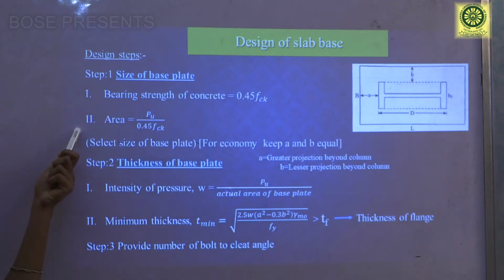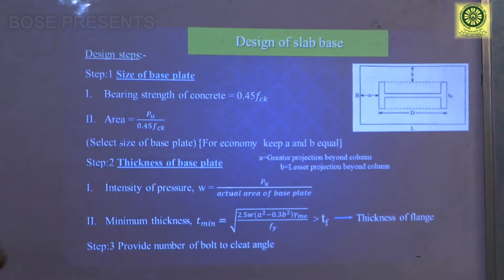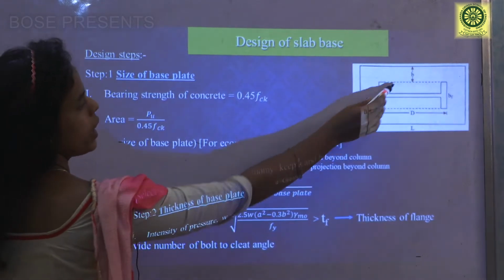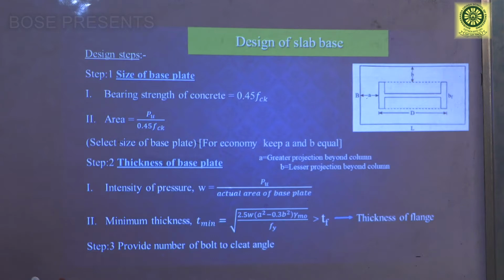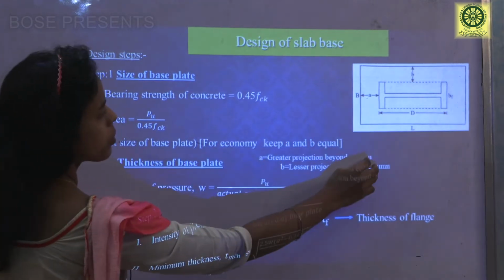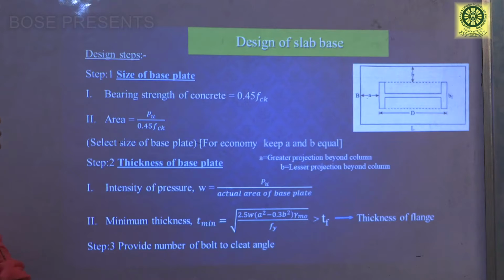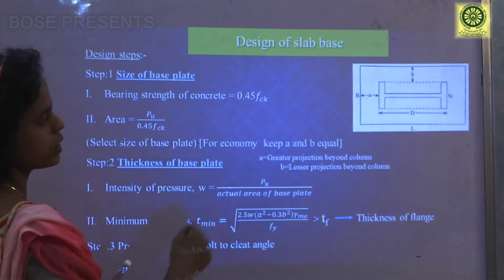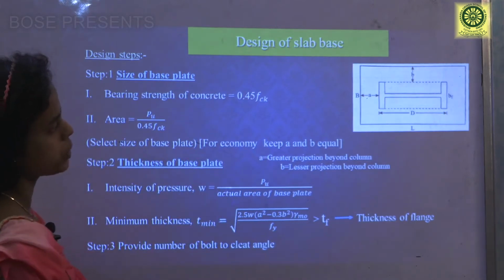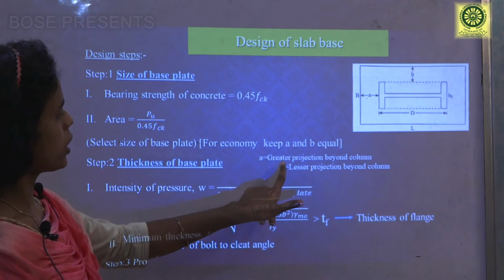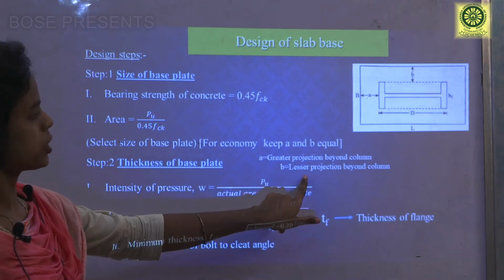Then area is calculated by load divided by pressure, we know all. So area is equal to load divided by 0.45 fck. Then here we select the base plate size, and for economy this A and B could be equal. Otherwise it could be unequal also. But if A and B are unequal, then the greater projection is known as A and the smaller projection is taken as B. So A and B are the greater projection and lesser projection beyond the column.